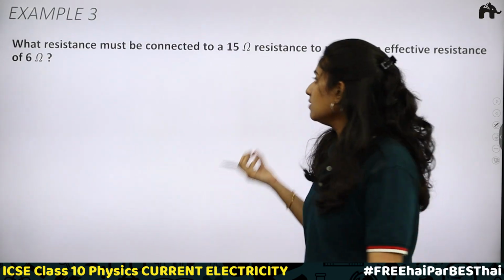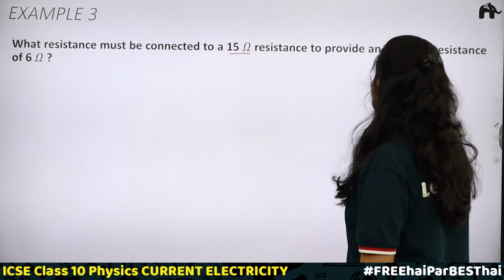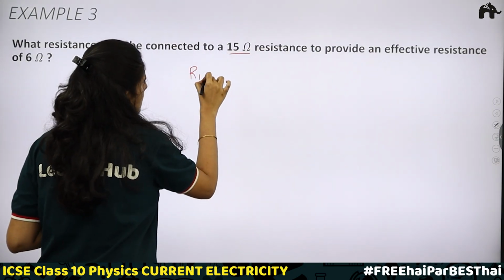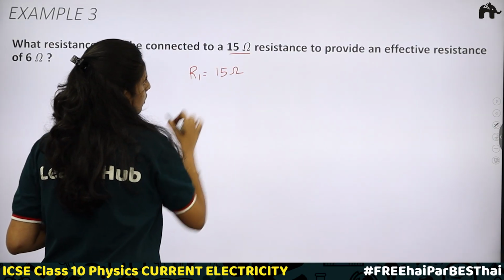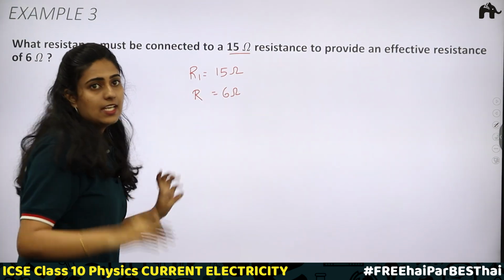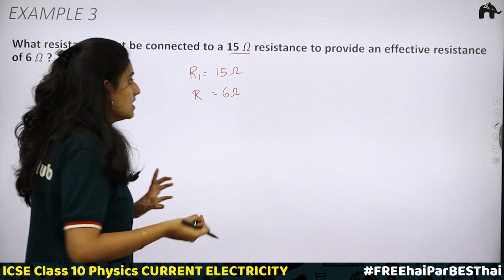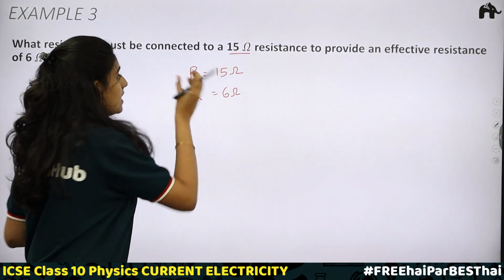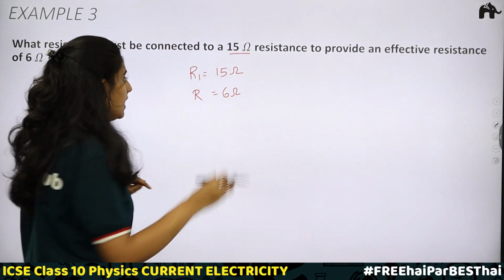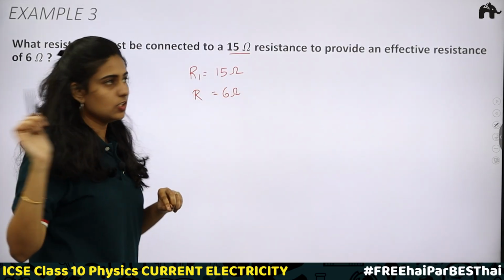Understood? Next example, what resistance must be connected to a 15 ohm resistance to provide an effective resistance of 6 ohm? Here you can find R1. The first resistance is 15 ohm. Okay, and the effective resistance is given, which is 6 ohm. Okay, is it series connection or parallel connection? We know that in series connection, the effective resistance will always be greater than the resistance of each resistor considered. Okay, whereas in parallel connection, the effective resistance will be less than the resistors which are considered.